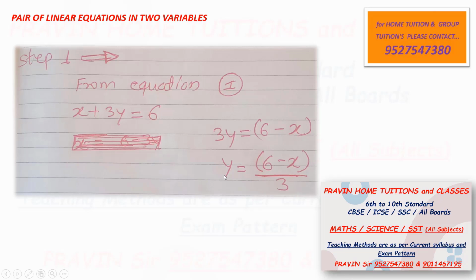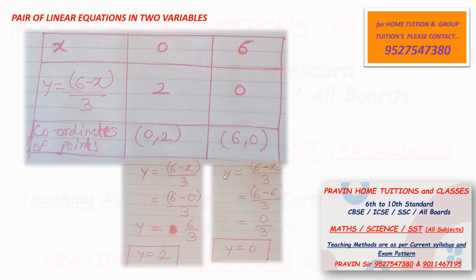Find the value of one variable in terms of the other. Now draw this table like this: x, and the value of y is equal to (6 minus x) divided by 3. Now here we find the coordinates. We require coordinates to plot the graph. These are the assumed values for x. Based on these assumed values, find the value of y.